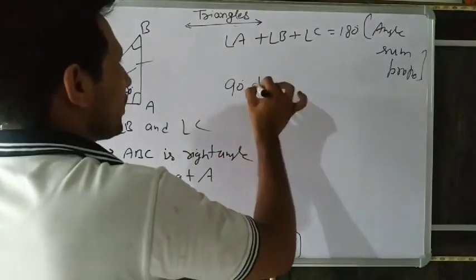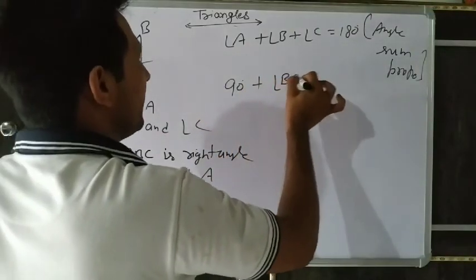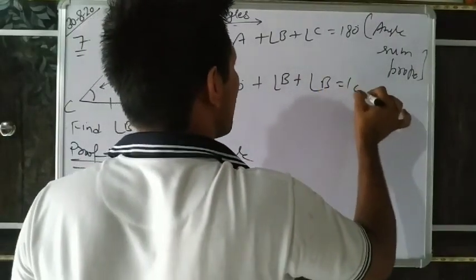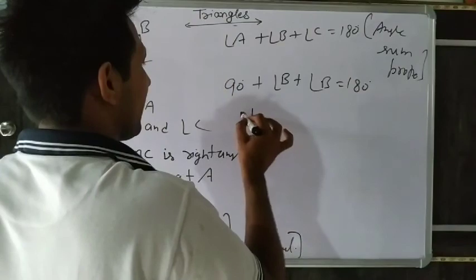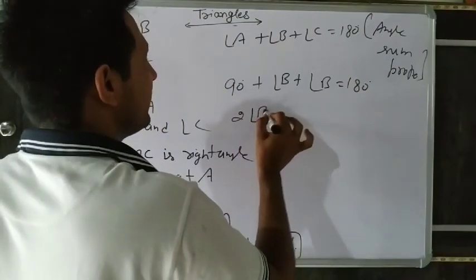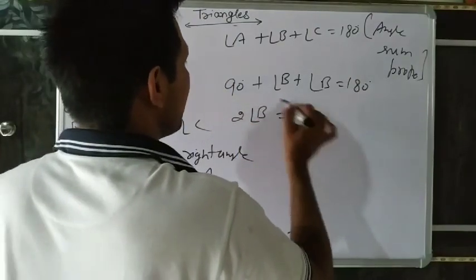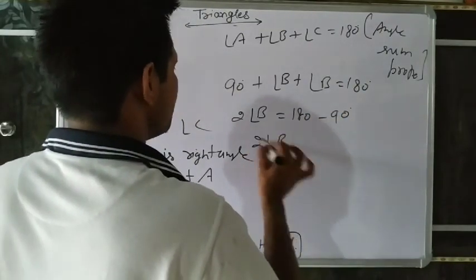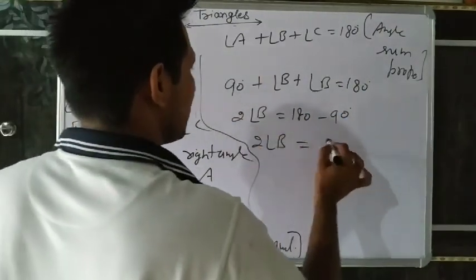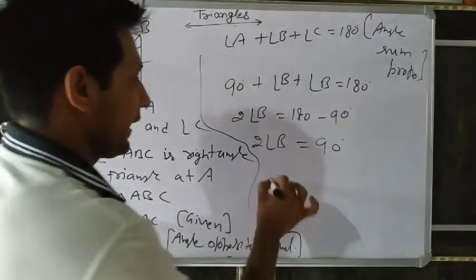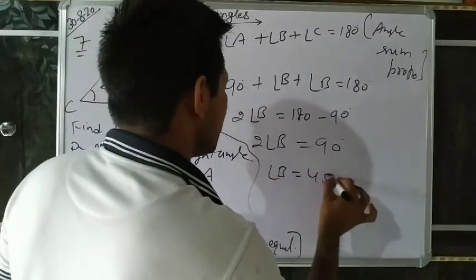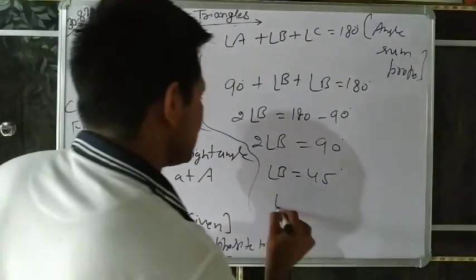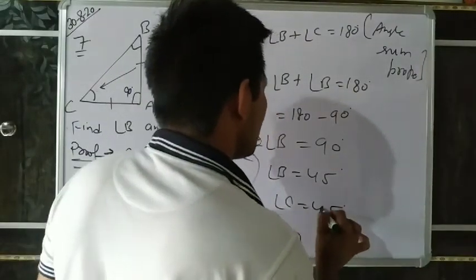So in place of B, you can put C, or in place of C you can put B, is 180. So angle B plus B, angle 2B, equal to 180 minus 90. So 2B equal to 90 degree and angle B equal to 45. And if angle B equal to C, so angle C is also 45.